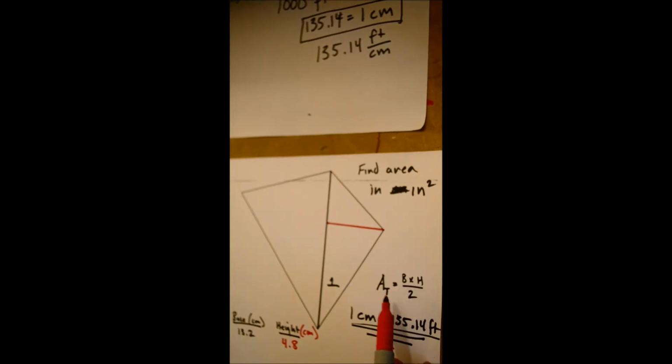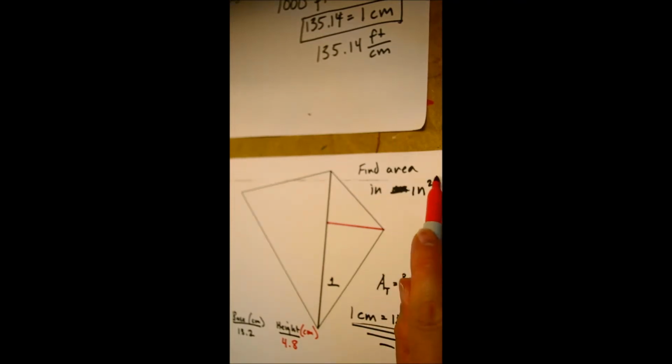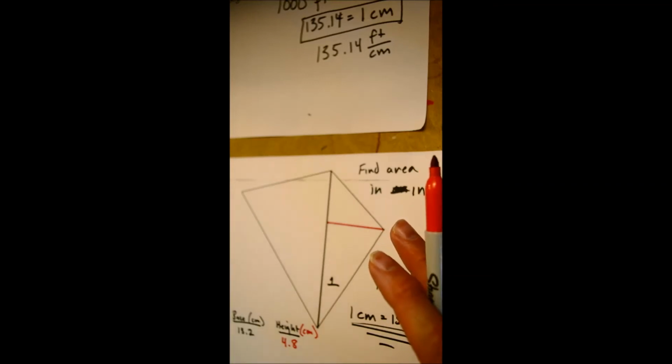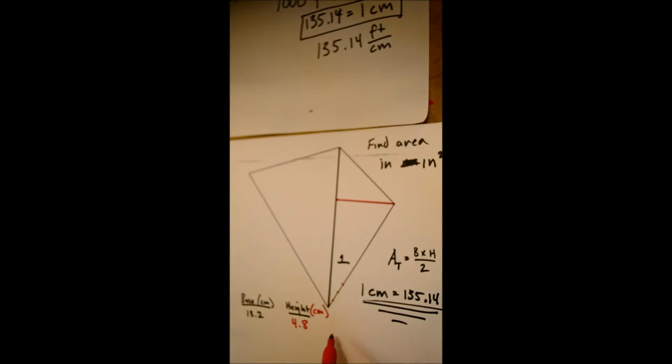But we want the base in the right unit. What unit are we using? We're using inches squared. And we're talking about real inches, and this is a map of a huge area where 135 feet is just 1 centimeter on here. So this is 135 feet, this is 270, and so on and so forth. So what we really need to do is take these two measurements, and we need to convert those two measurements into feet and then inches. How do I convert these to feet? Well, I need to take the base in centimeters and multiply that by 135.14 feet per centimeter.